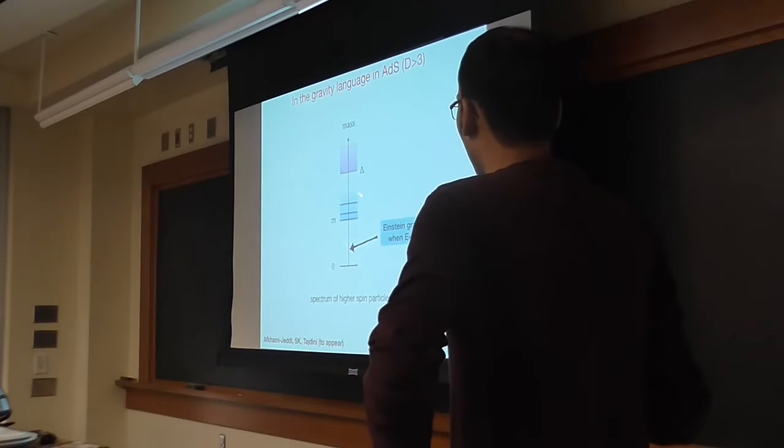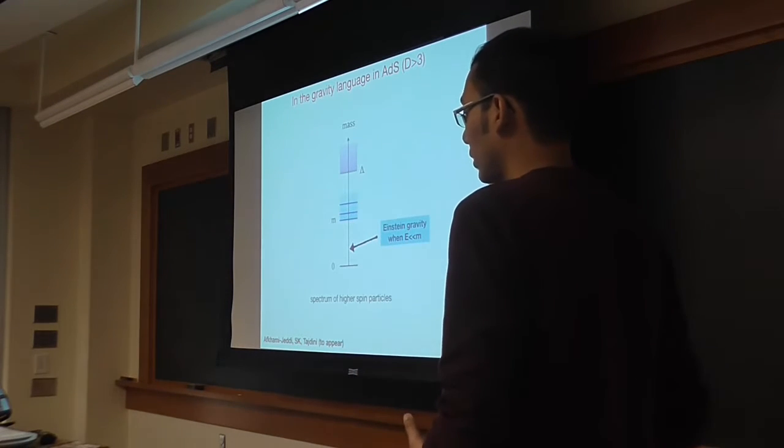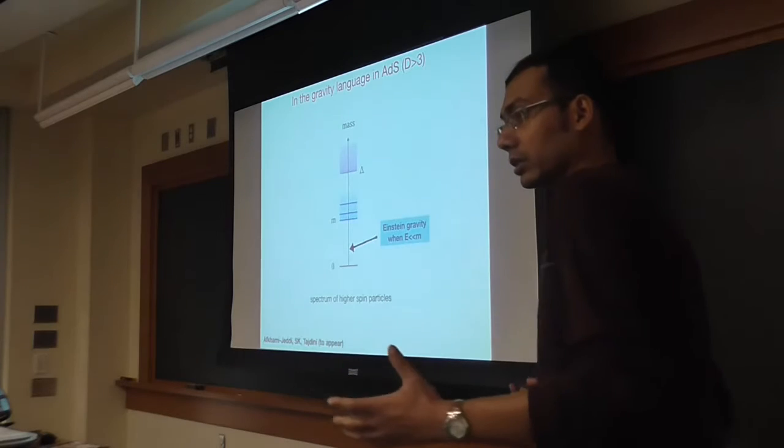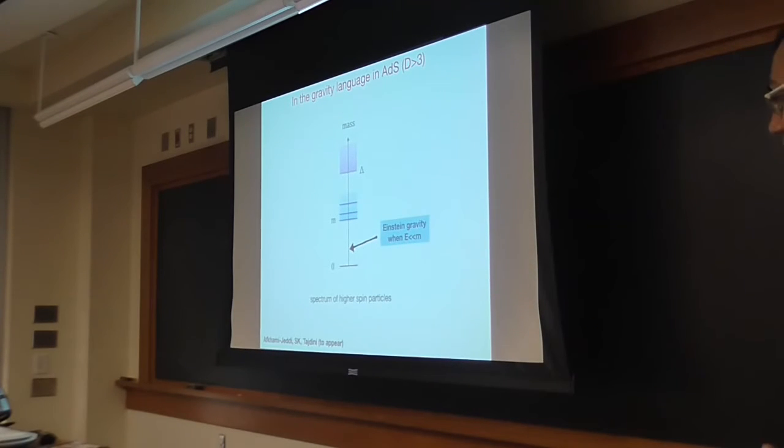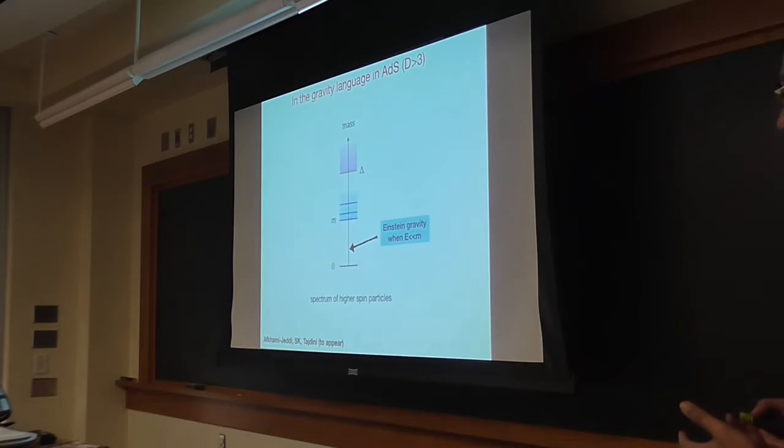Because all these particles will contribute to, let's say, the gravitational 4-point function. So these effects will be visible at the energy scale m.